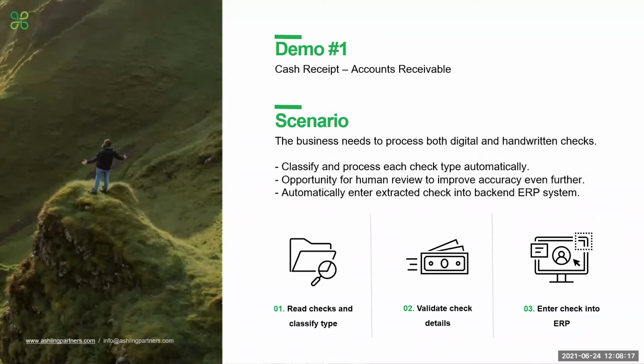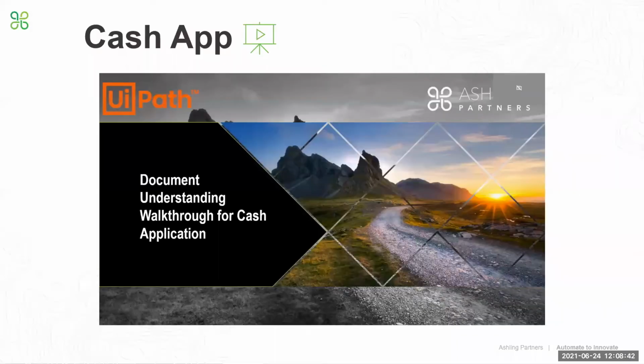This demonstration is going to use document understanding to determine the type of check. So that's the first decision it makes. It decides whether it's digital or it's handwritten, and it can do that automatically. And then it's going to route it accordingly, and it's going to extract the key fields from the check. And once it's complete, we're going to go ahead and enter all of that into our backend ERP system automatically for further action. So let's see it actually run.